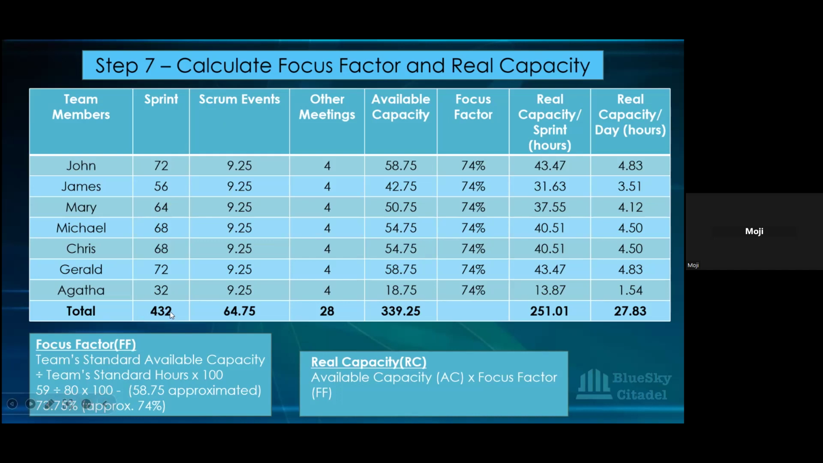So from the 432, you can see that in the sprint, the whole team actually has just 251.01. Remember, we're coming from 520. So this helps you now to know that for this particular team, going into this sprint, we just have average capacity to work with. And that is what you're going to look at when you're committing to work. Okay.